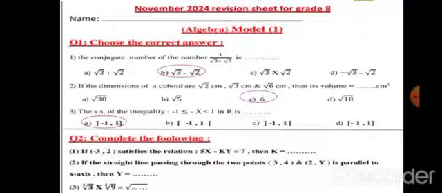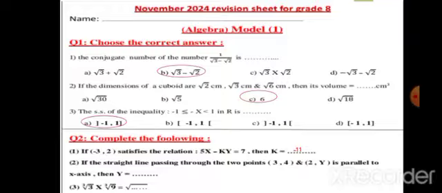Complete. If negative 3 and 2 satisfy the relation 5x minus ky equals 7, then k equal what? We will substitute by negative 3 and 2 in this equation. So it will be 5 times negative 3 minus 2k equal 7. And we will solve it. We get k equal negative 11.